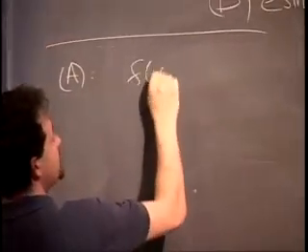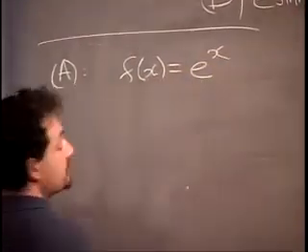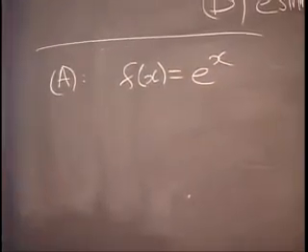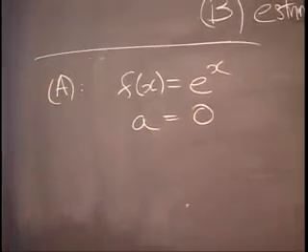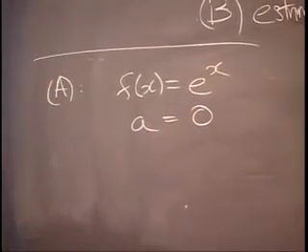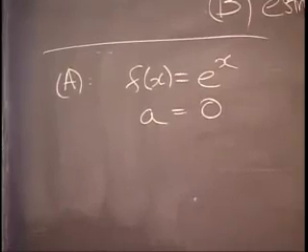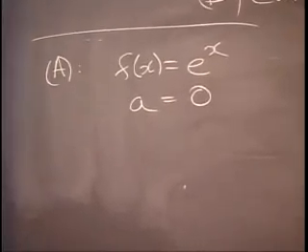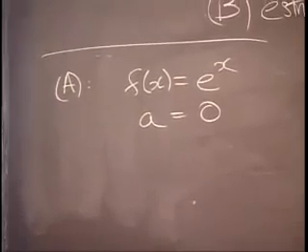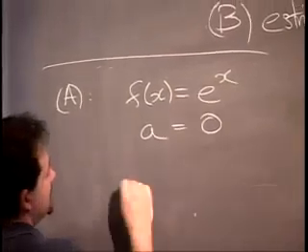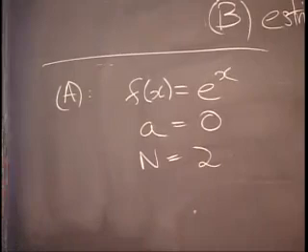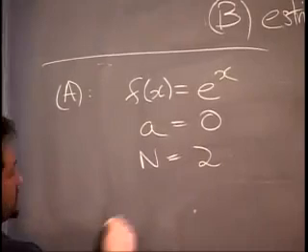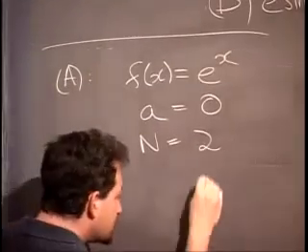Set f of x equals e to the x. Remember, there's three things to pick: f, a, and n. A is going to be 0 because it's a number quite close to 1/3, and we know exactly what e to the 0 is. It's probably the closest number to 1/3 that we really know a lot about e to the power of. And then finally, we're going to take capital N equals 2, because the question says use a Taylor polynomial of order 2.